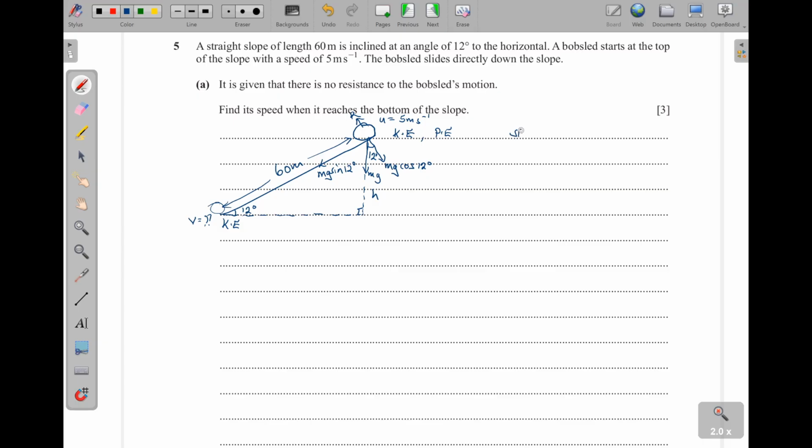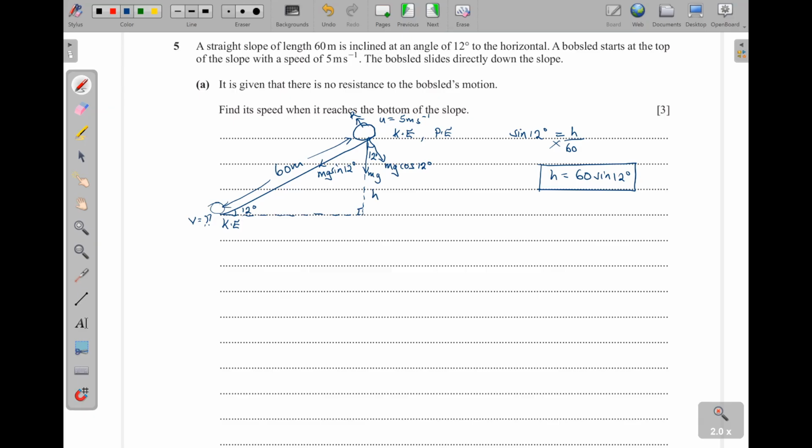Now using SOHCAHTOA, this is the right angle triangle. So sine of 12 is equal to h, that is the opposite over the hypotenuse, which is 60. Then that means we can cross multiply and our h becomes 60 sine of 12 degrees. You see?